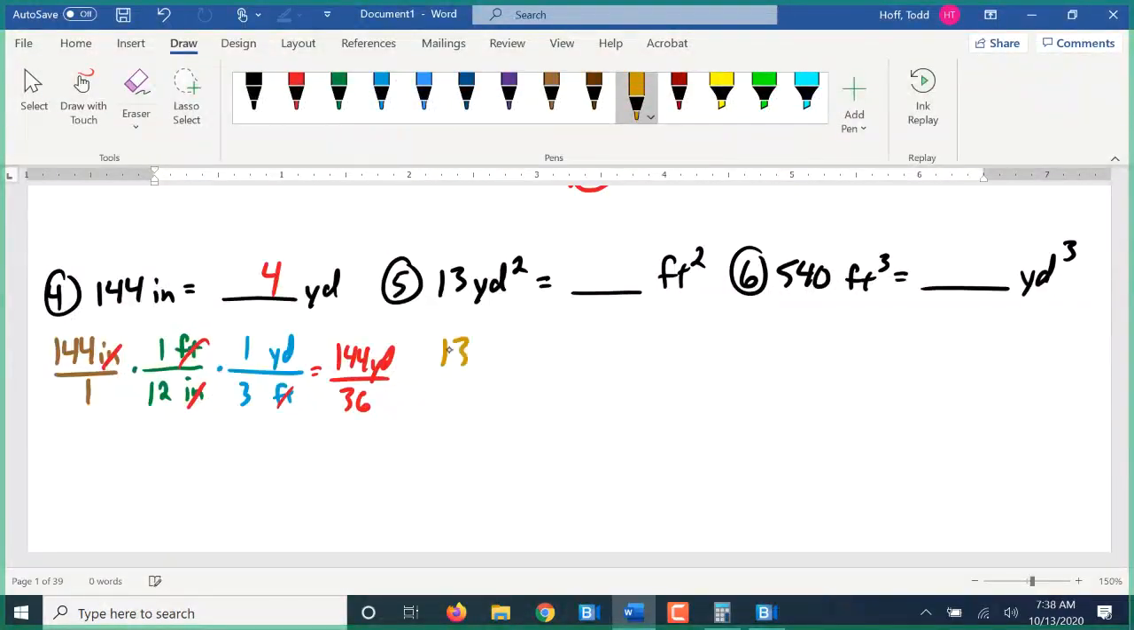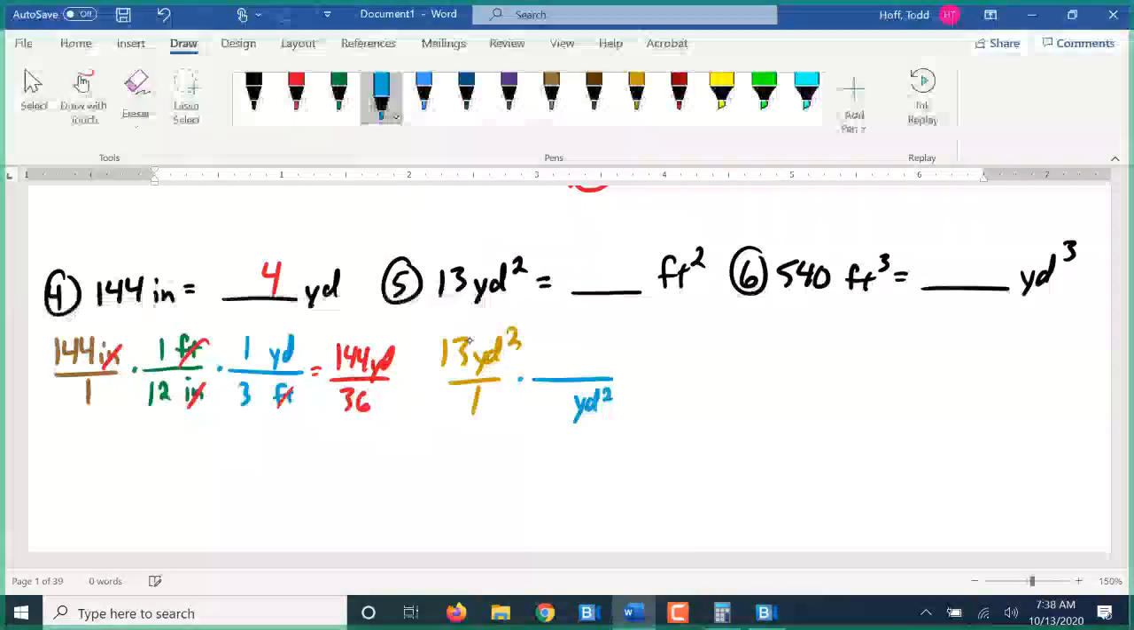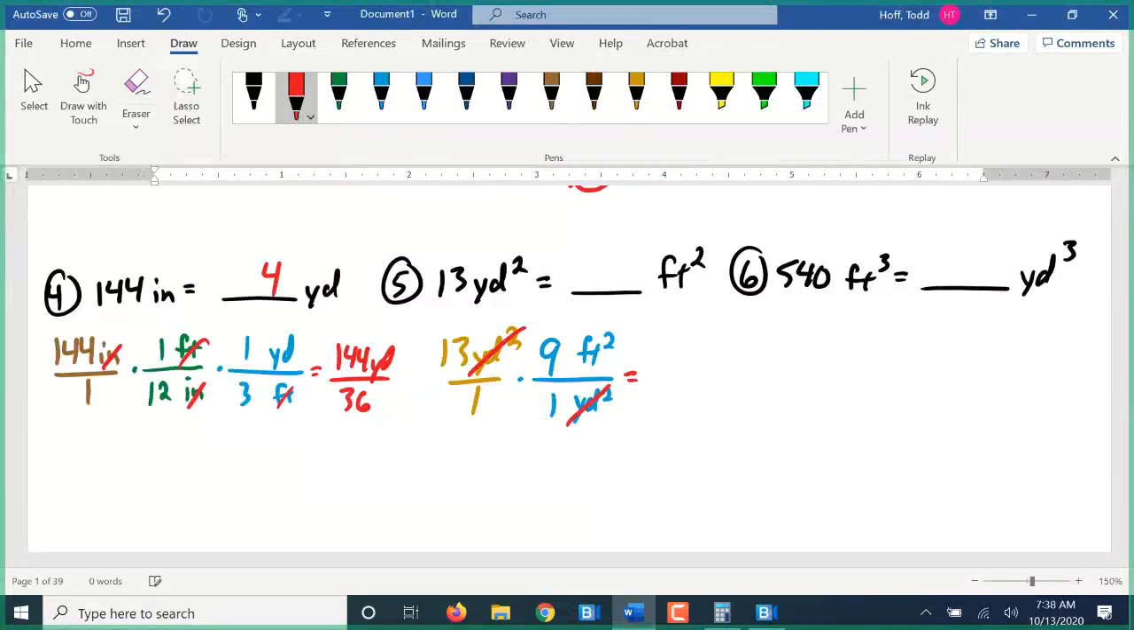Next, we have 13 square yards going into square feet. I'll put my square yards on bottom so they cancel out. Square feet on top. 1 square yard is 9 square feet. 1 yard is 3 feet. 1 square yard is 3 squared, or 9 square feet. So the square yards cancel out. 13 times 9 is 117 square feet. 1 times 1 is 1. So it's just 117.